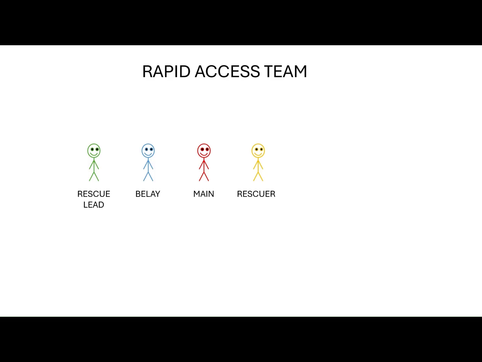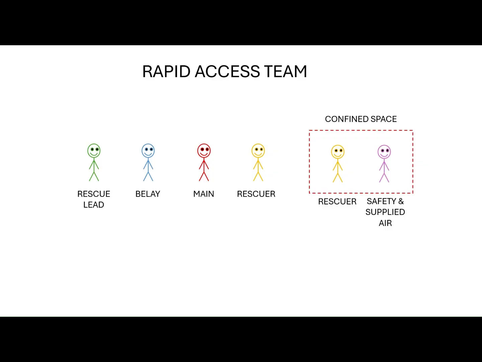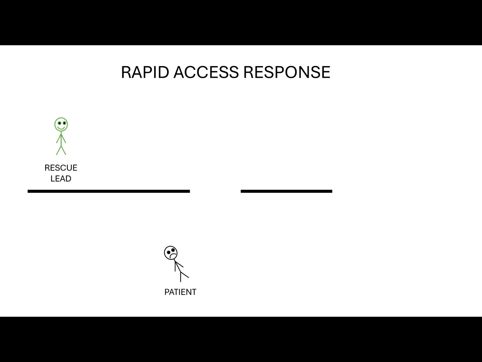Rapid access is only the first phase of the response, with the target being to reach the patient quickly, and the rescue lead needs to continue working with the rest of the team to set up the remainder of the rescue evolution. During a rapid access response, the team's goal is to get to the patient as quickly as possible. The team lead will assess the situation and determine if time to the patient is of utmost priority. Belay and main roles will need to set up the required means for safely lowering a rescuer to the patient.